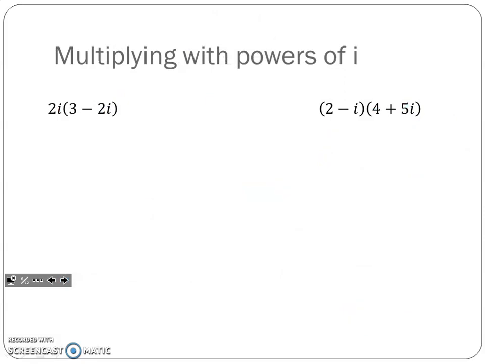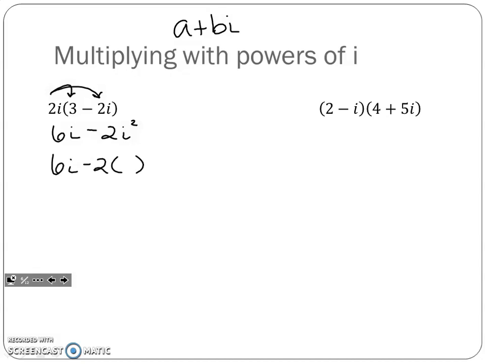Okay, multiplying again. i's will just distribute like normal. So 2i times 3 minus 2i. 2i times 3 gives me 6i. 2i times negative 2i gives me a negative 2i squared. Not our final answer. Remember, final answer has to be a plus bi. So this is a 6i minus 2i squared. i squared we know is negative 1, right?